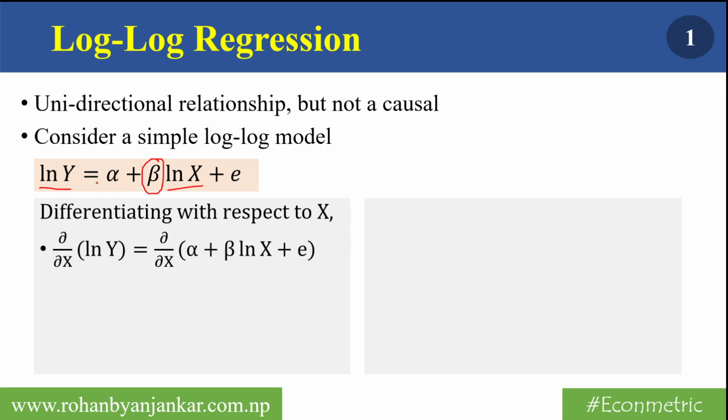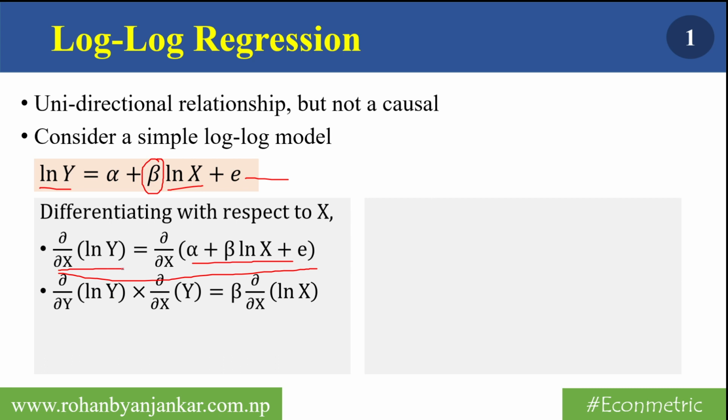If I take the derivative of this whole equation with respect to x, I will use the chain rule on the left hand side and get the result as below. For the right hand side, alpha and the error term will get a derivative of 0 with respect to x, so they will get cancelled out, and beta will come out as it is a constant.